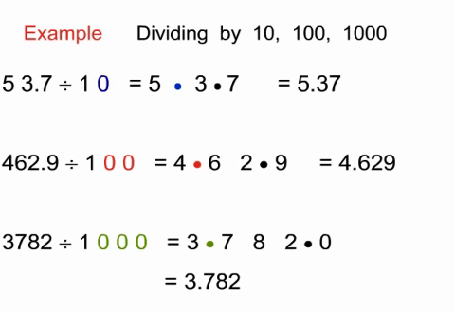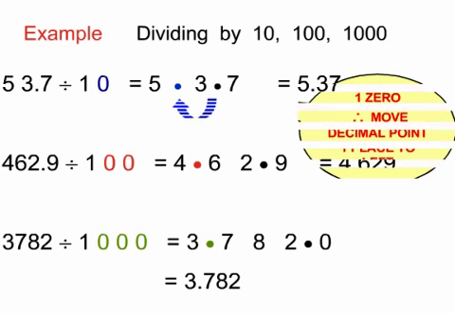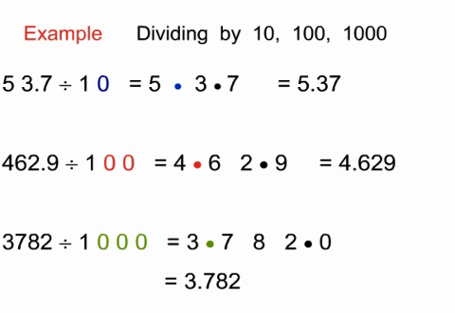Here are some examples. Let's look at the first example, 53.7 divided by 10. Notice here that 10 has got one zero. So what we do when we divide by 10 is to move the decimal point one place to the left. In other words, the decimal point is now between the 5 and the 3, giving us an answer of 5.37.